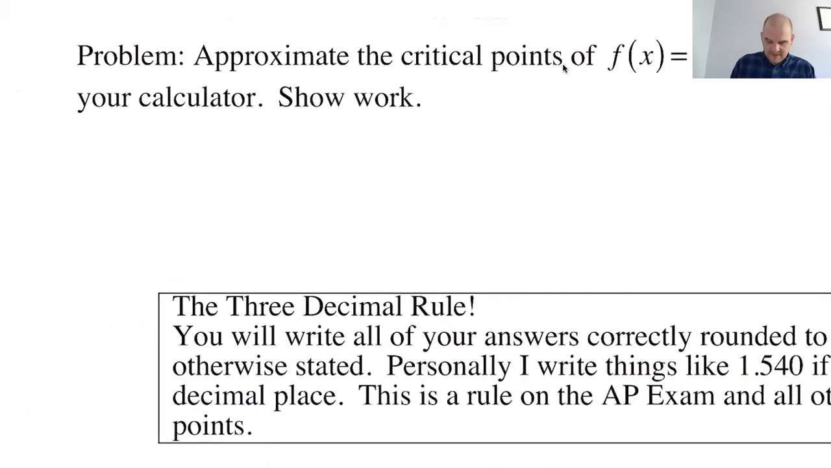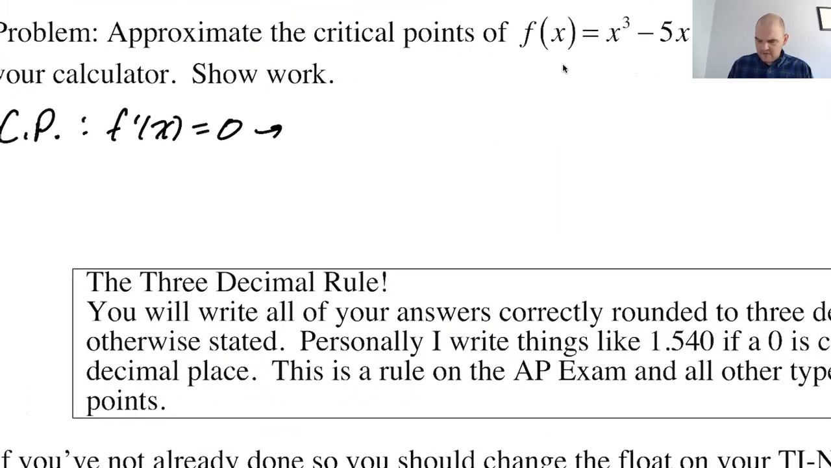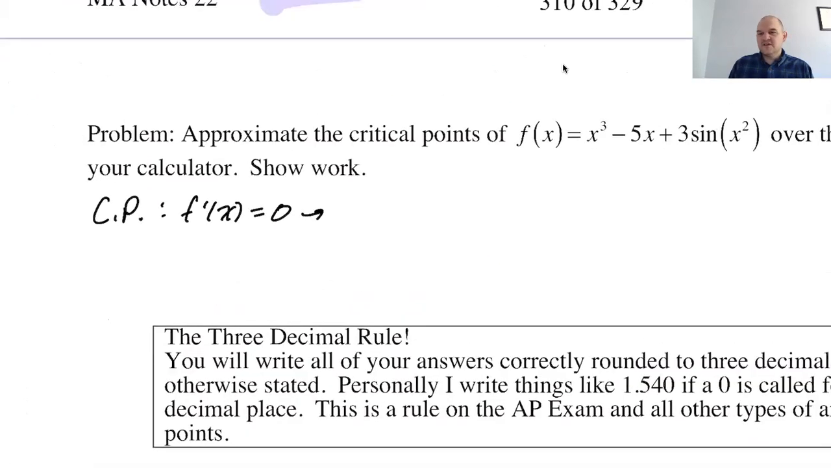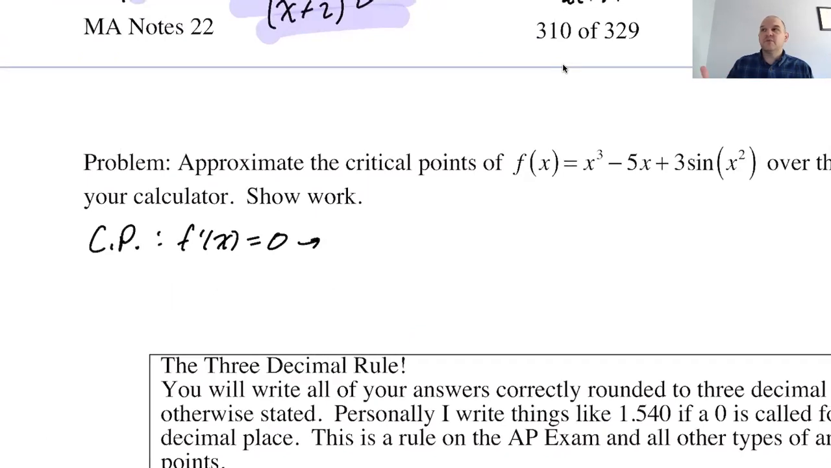So I'm going to start off by saying that we want critical points where f prime of x equals 0. And then I'm going to let the calculator do the work. We're going to find that there are no points where f prime is undefined. I just happen to know this, and you'll know it pretty soon too. So we don't really need to worry about that. Let's go to the calculator and see what we can do with this thing.